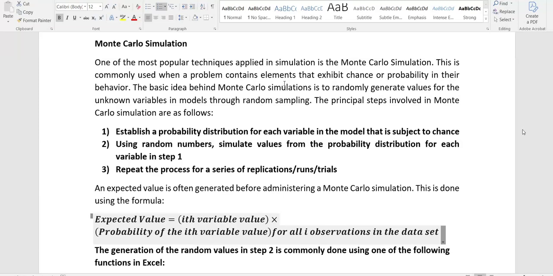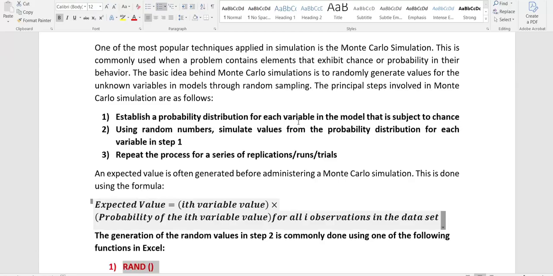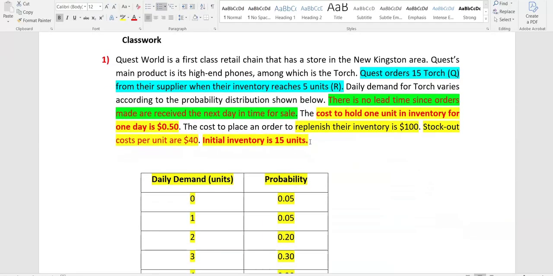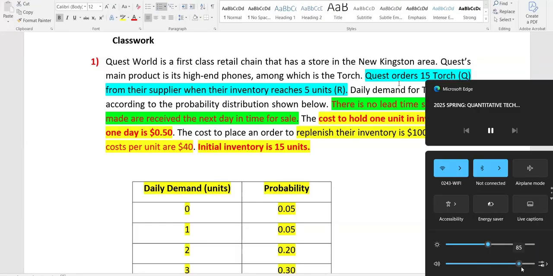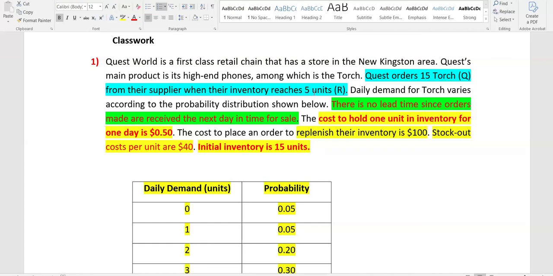The basic idea behind the Monte Carlo simulation is to randomly generate values for the unknown variables in the models. So look at this question. Quest World is a first-class retail chain that has a store in the New Kingston area. Quest's main product is its high-end phones, among which is the Torch. Quest orders 15 Torch from its supplier when their inventory reaches 5 units.